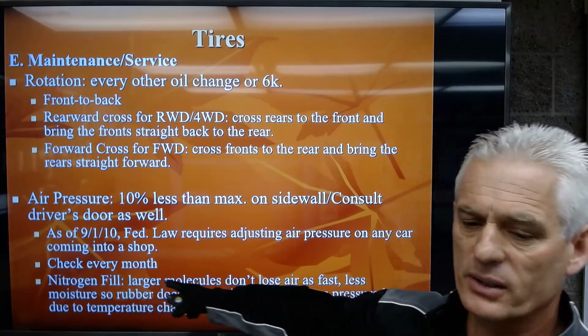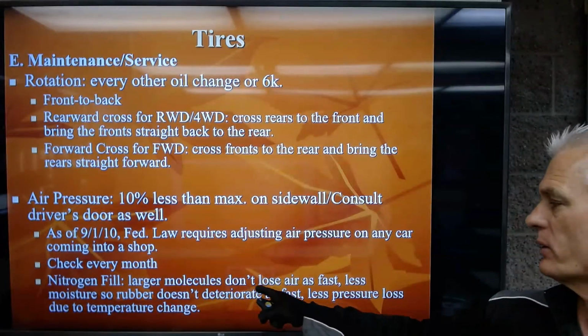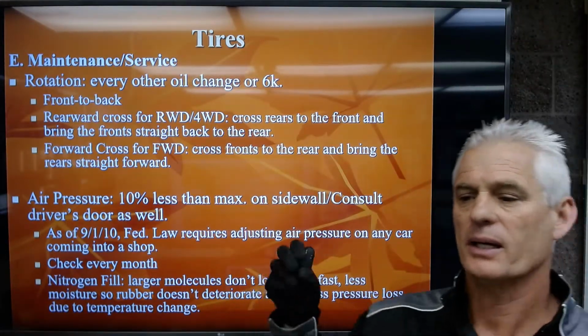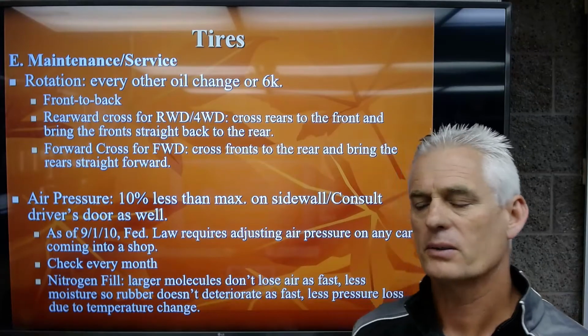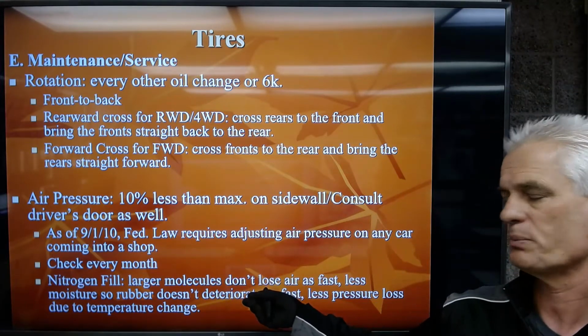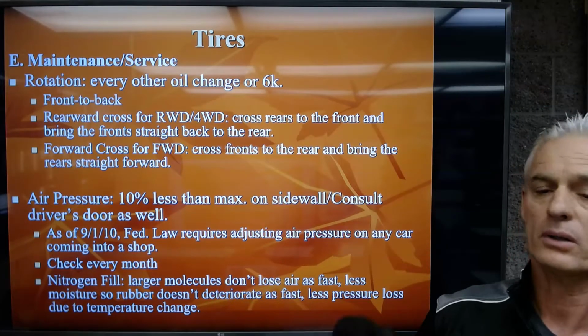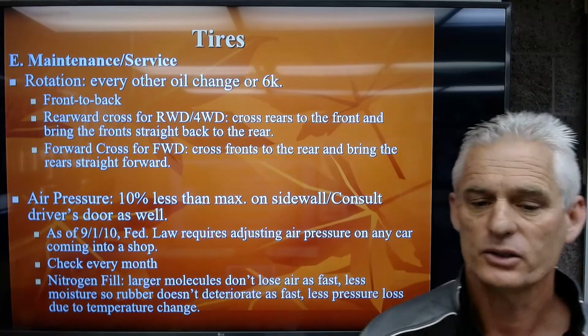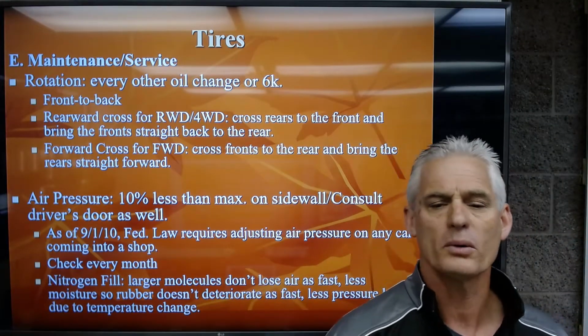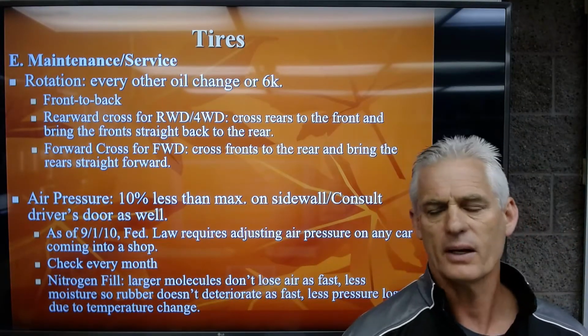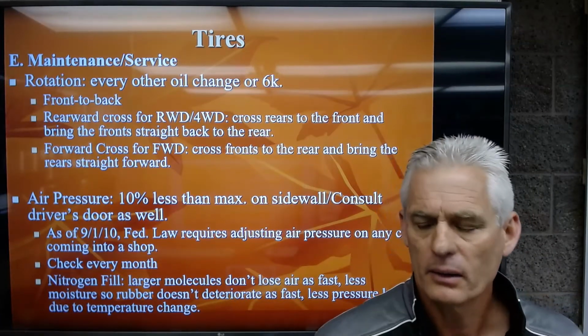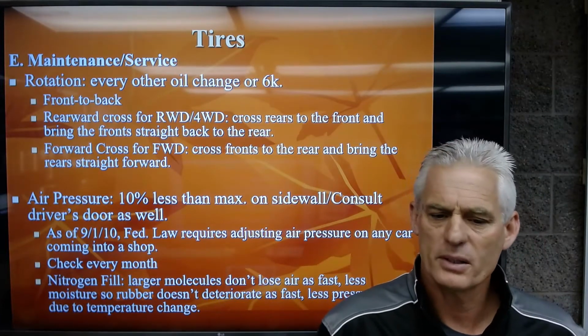If you put nitrogen in the tire, it has a larger molecule that doesn't lose air as fast because it won't leach through the rubber. So car collectors always put nitrogen in their wheels so that their tires stay inflated well. It's just a bigger molecule than normal air, which is 79% nitrogen and 21% oxygen.